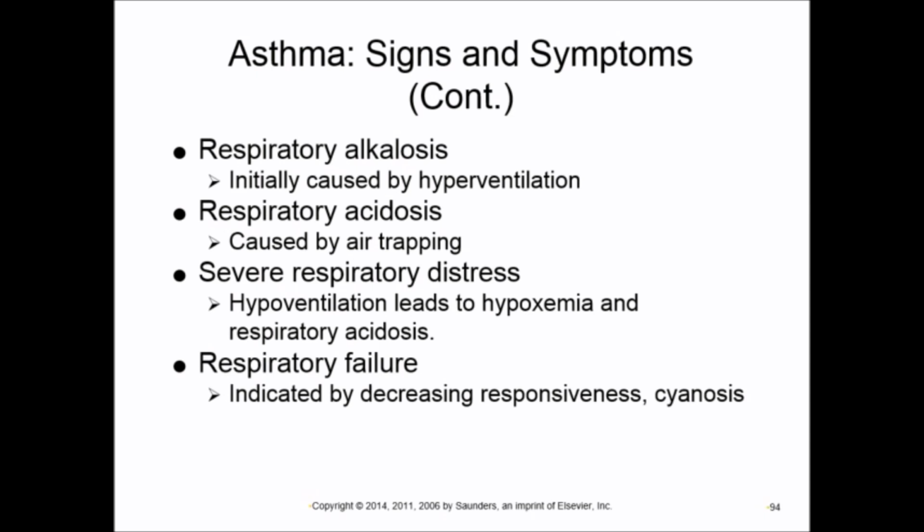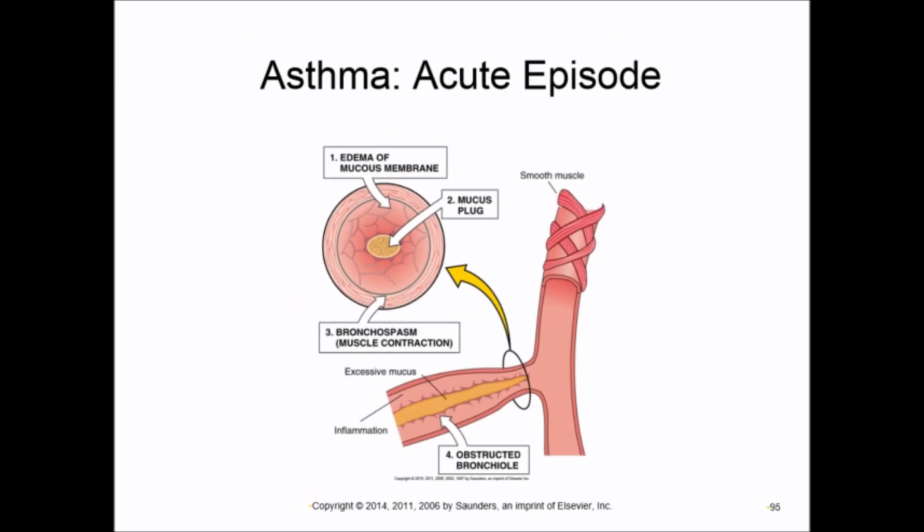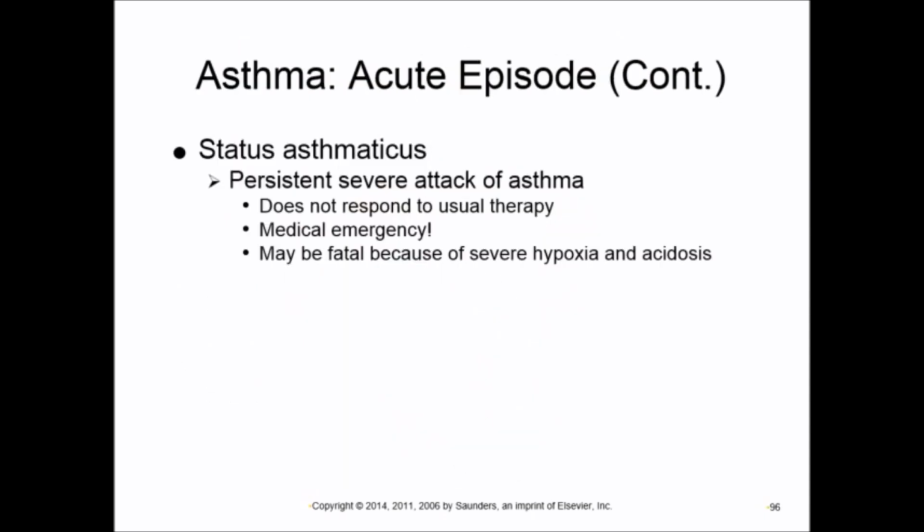If it is too bad, it can go to respiratory failure, which is a failure of the respiratory system to provide enough oxygen and remove enough carbon dioxide. This is how asthma occurs.